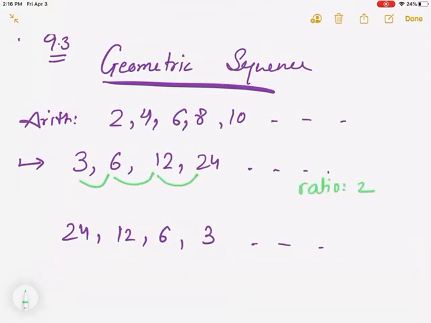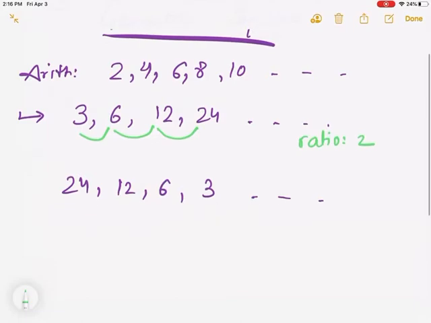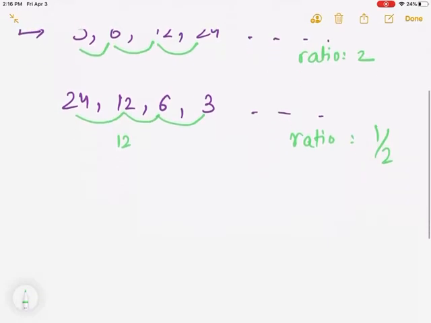So instead of saying multiplying by 2, I'm just going to say the ratio for this sequence is 2. For the second one, instead of saying dividing by 2, I would say the ratio is 1/2. Because 12 divided by 24, 6 divided by 12, 3 divided by 6, it's going to be 1/2.